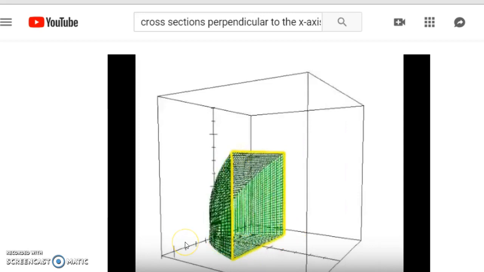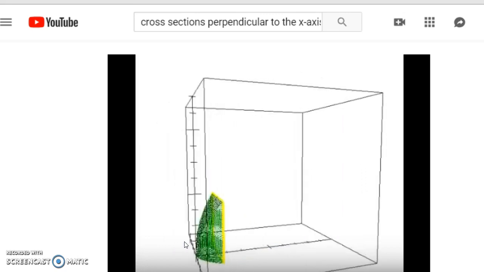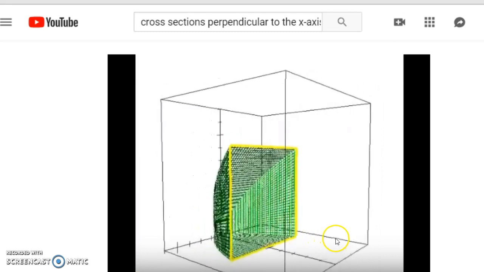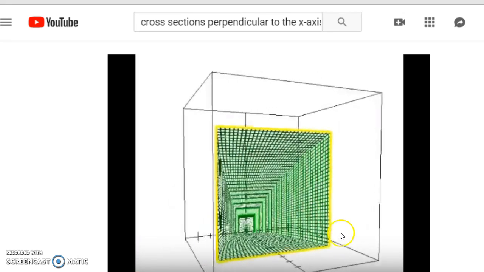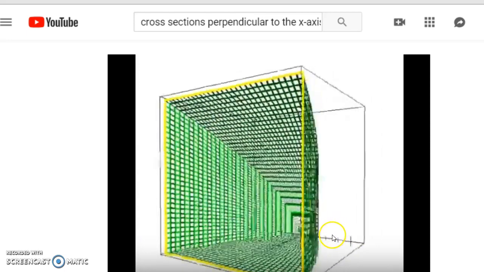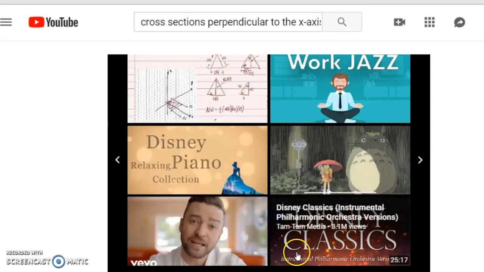So do you agree how it's not revolving around anything? They're popping up from the page to make this shape. And this is a square. We're going to do half circles and triangles. Pretty neat, huh? So there's your 3-dimensional finding volumes of constant.